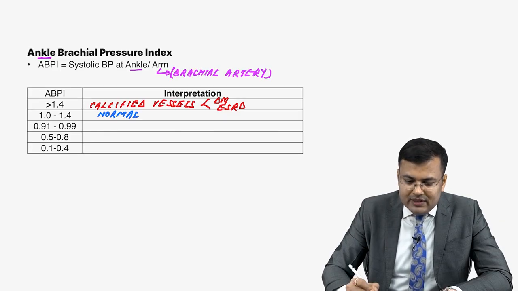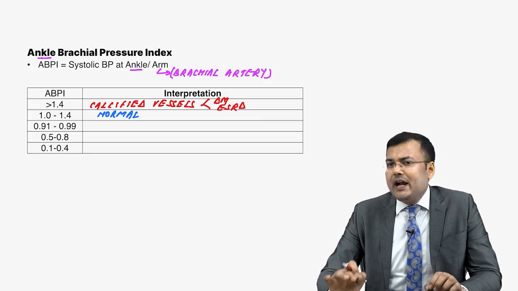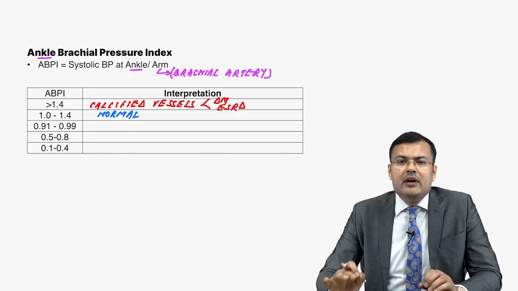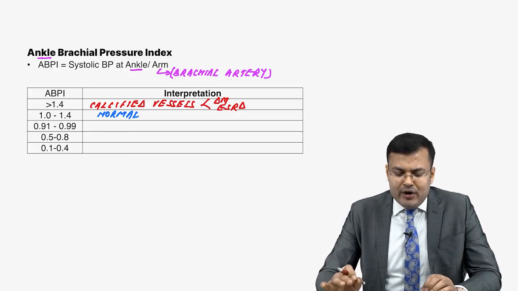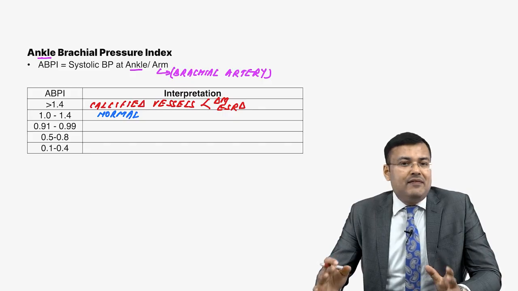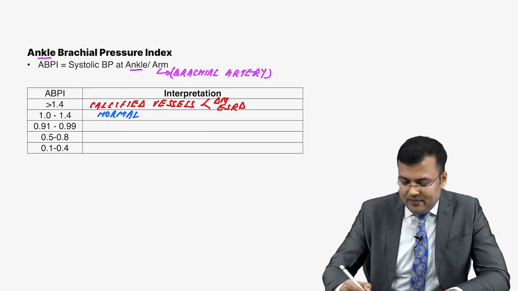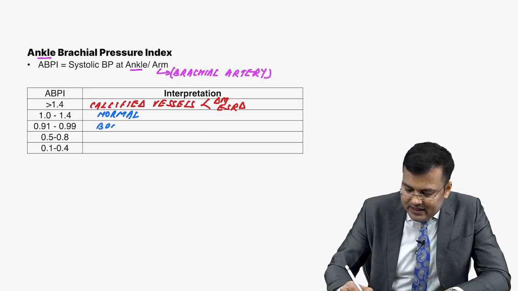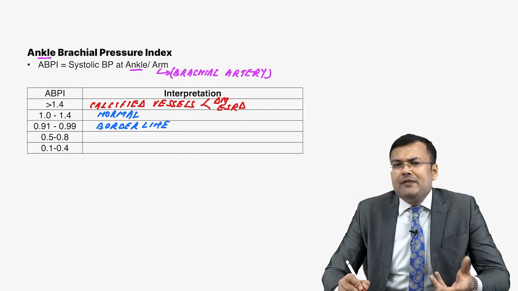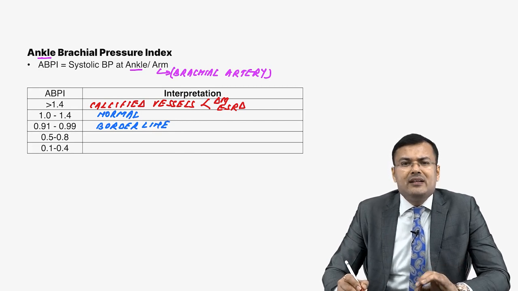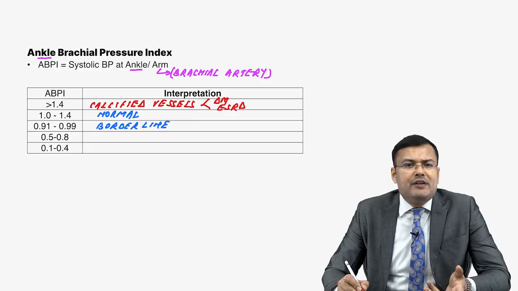1 to 1.4, that's normal. If it is 0.91 to 0.99, it is borderline. And if it's borderline, further diagnostic testing is suggested. So it is borderline. In these cases, further diagnostic testing is suggested. If it is 0.5 to 0.8, in Bailey it's written less than 0.9. So it is 0.5 to 0.8.